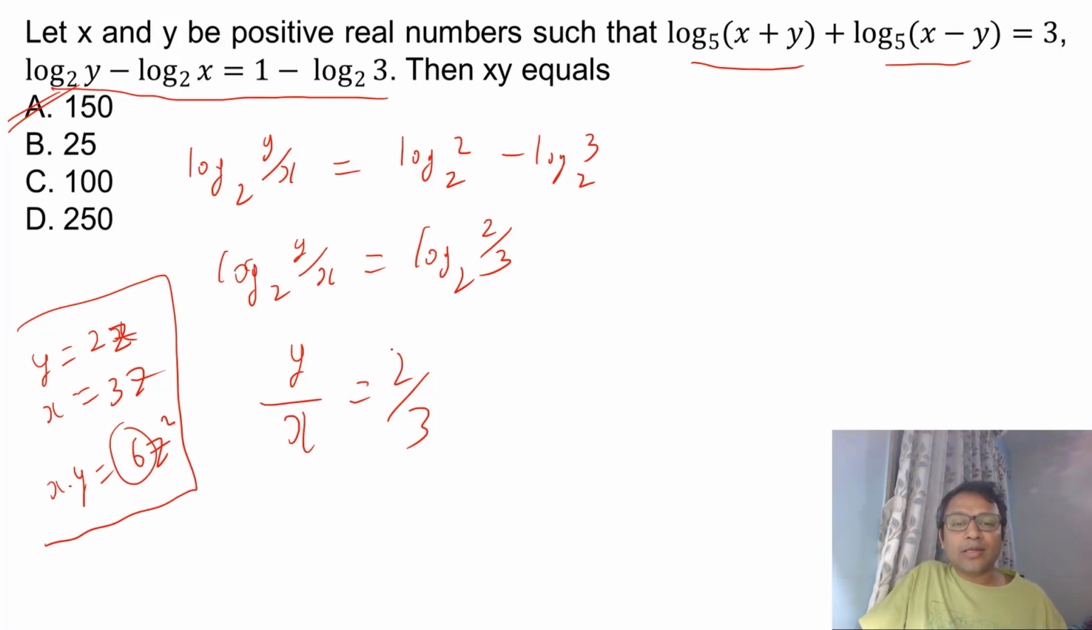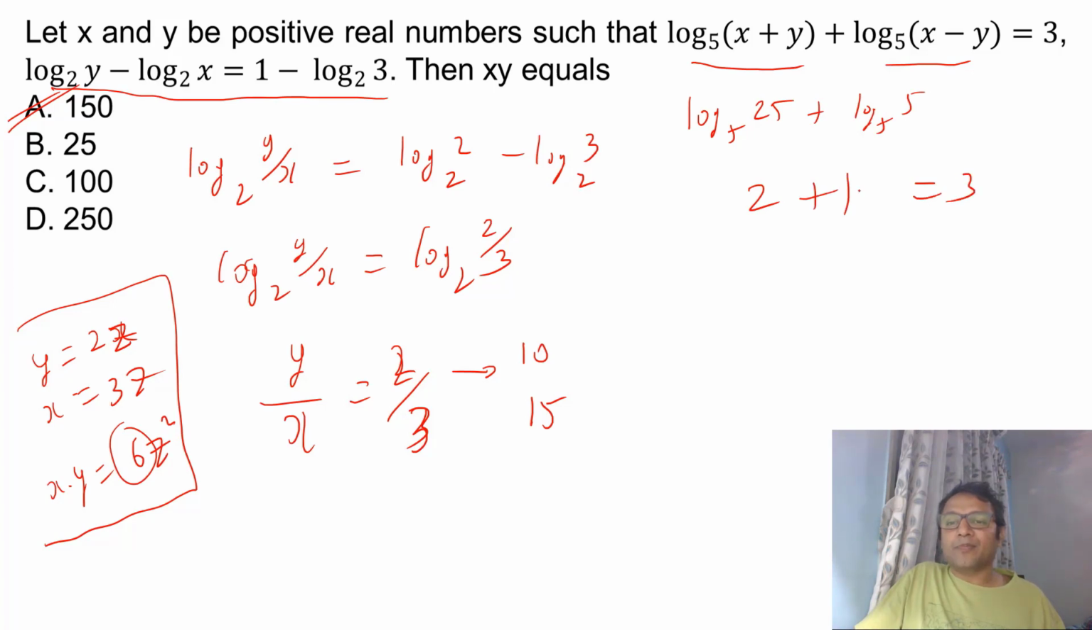Second, you know the ratio is 2:3, and all the options are multiples of 5, which is only possible if x or y is a multiple of 5. To take a multiple of 5, I can take 10 and 15. Check out here: log of 10 plus 15, so this becomes 25, and this becomes 5. This is 2 plus 1, 3. 25 is 5 square, so log of 25 to the base 5 becomes 2, and log of 5 to the base 5 becomes 1. 3 satisfies. So you get the answer.